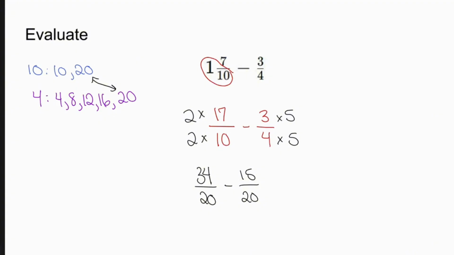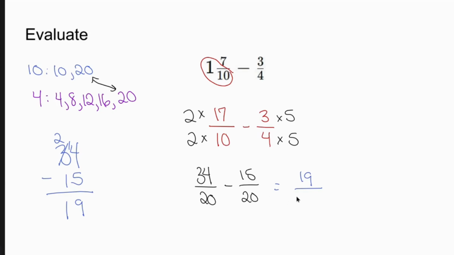Now whenever subtracting fractions of the same denominator, subtract the numerators. 34 minus 15, if you're not so sure, go off to the side. 34 minus 15: 4 minus 15, can't do it, so let's borrow from you, make you a 2 and make you a 14. 14 minus 5 is 9. 2 minus 1 is 1. And we end up with 19 as our numerator.